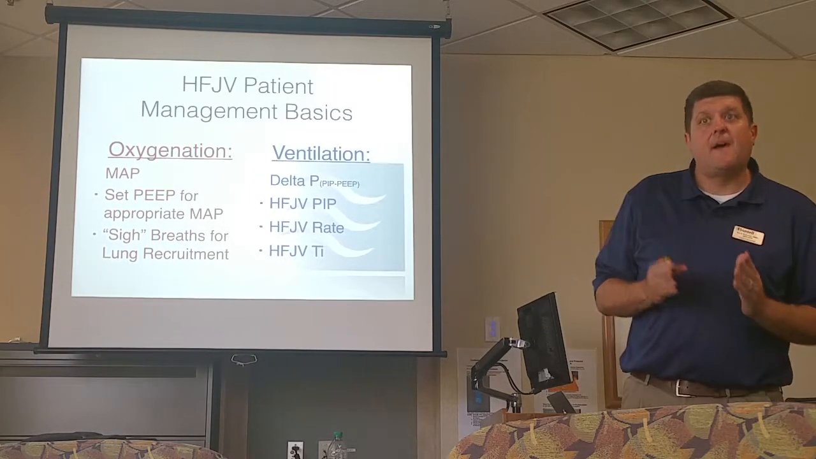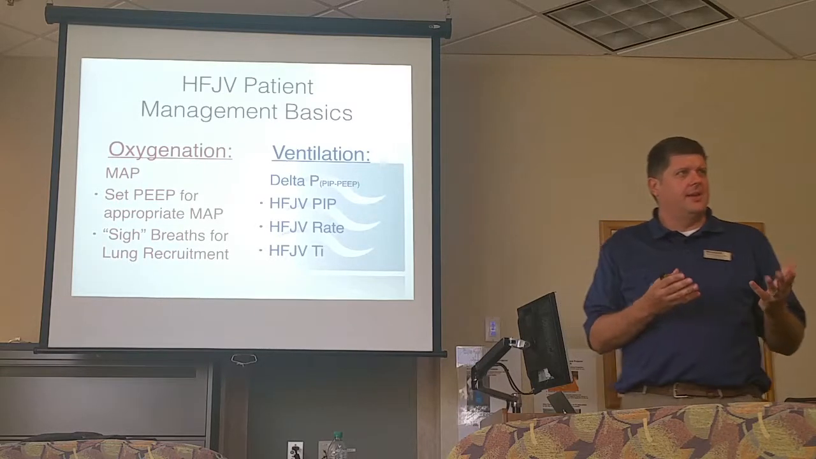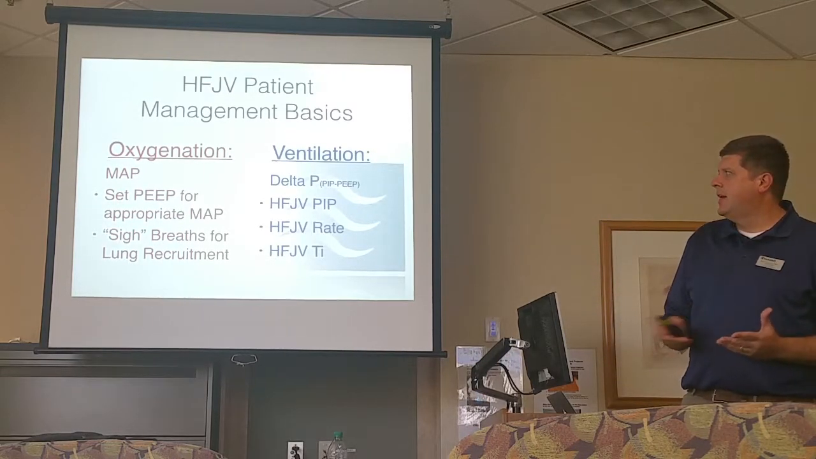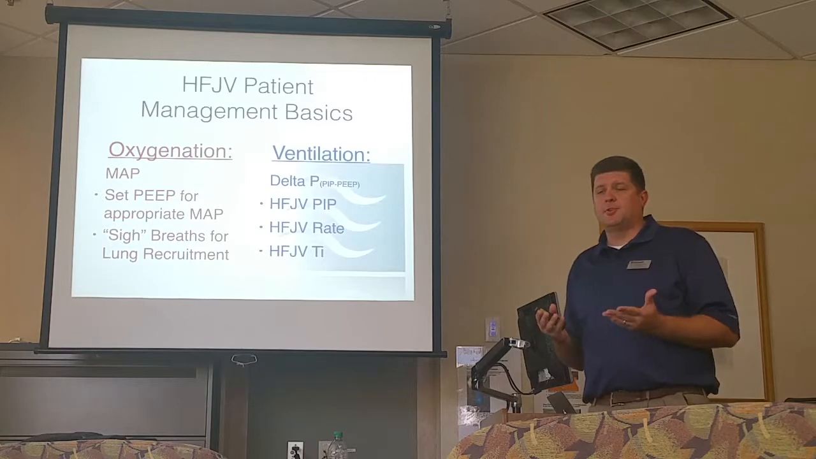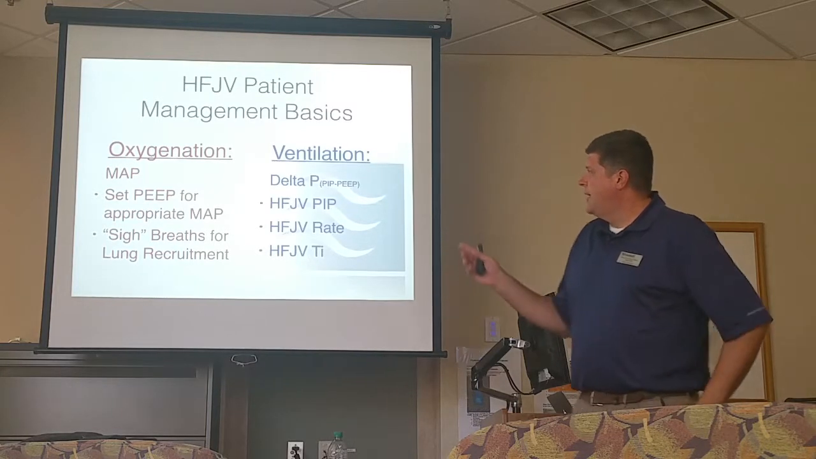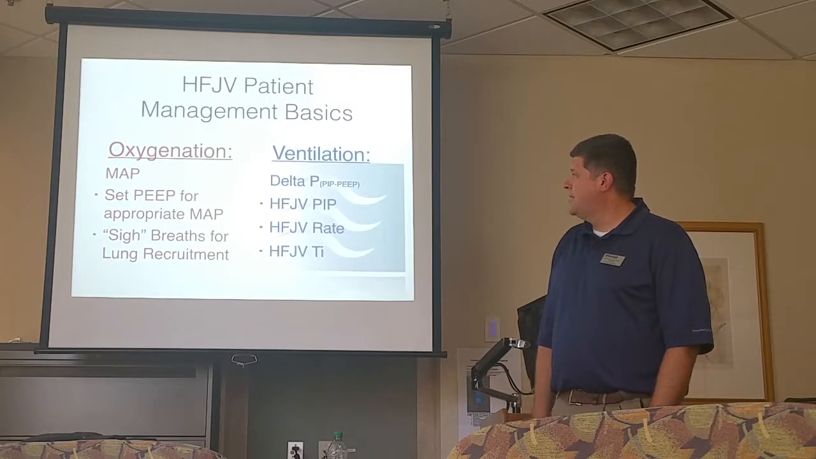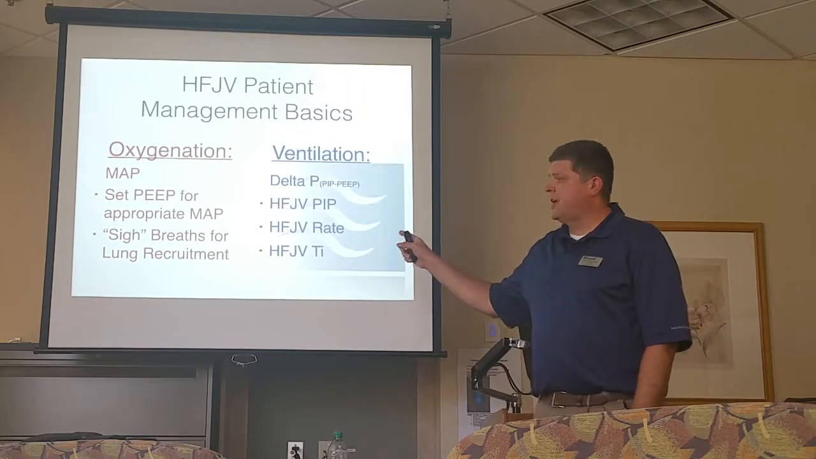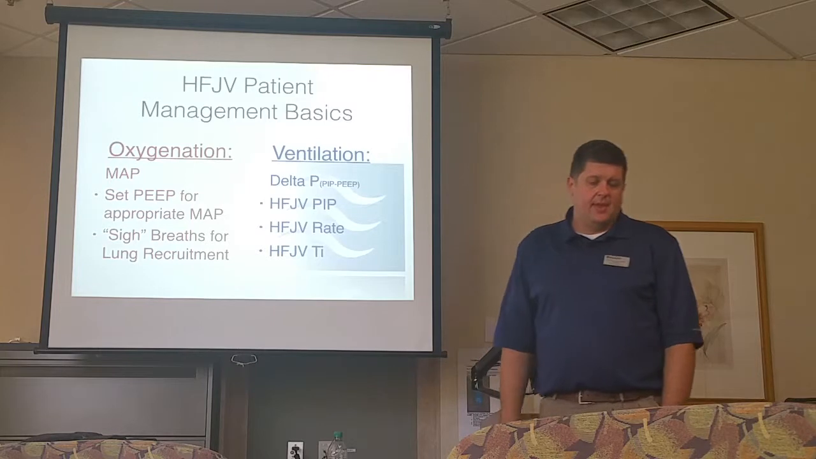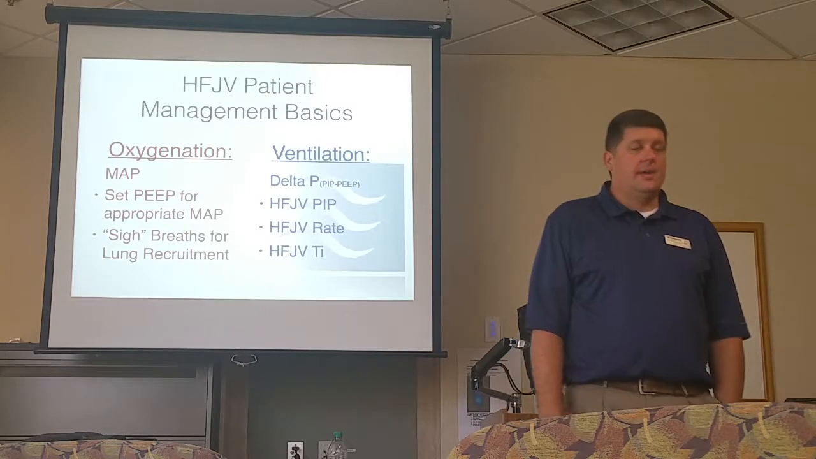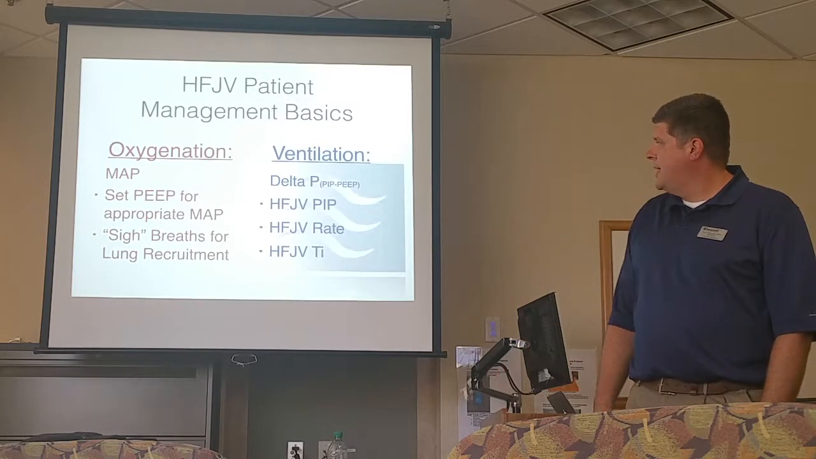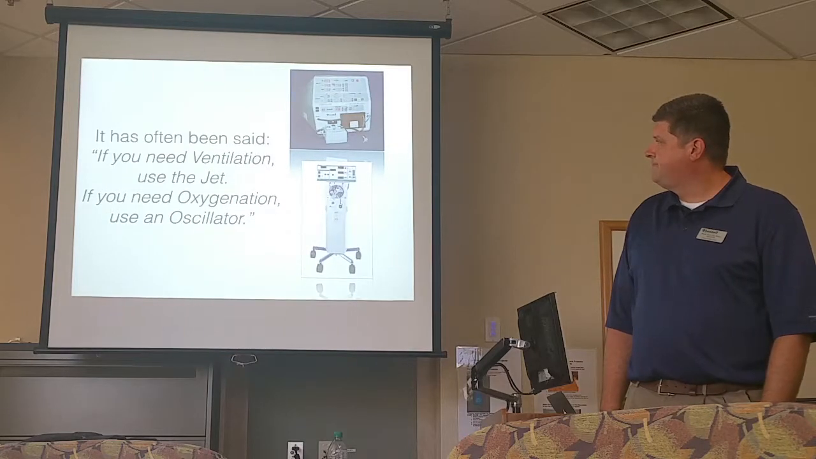So the jet is all about ventilation. It's your chest wiggle, right? It's all about blowing off CO2. Delta P is your primary control for that CO2. The jet PIP is what you will use to adjust your delta P as you need to. And then there's also the jet rate and the jet inspiratory time that we can also use in our patient management to control CO2, and we'll talk about those things later.